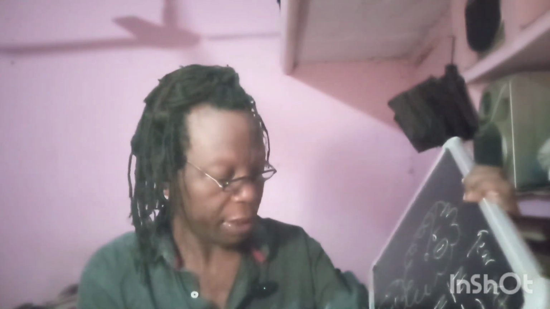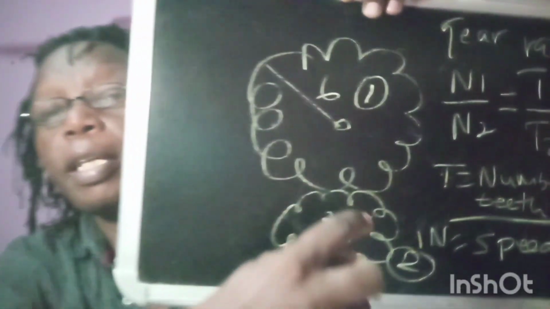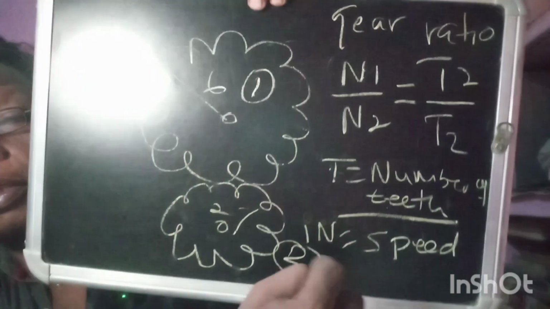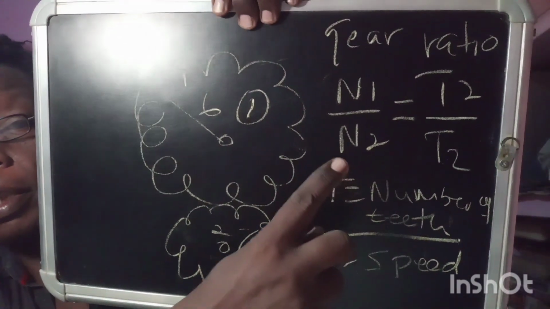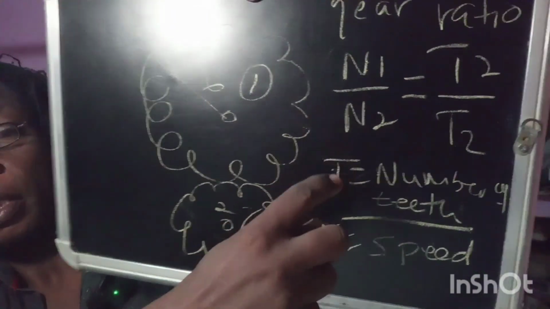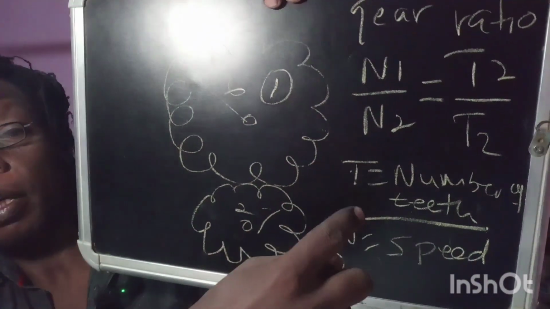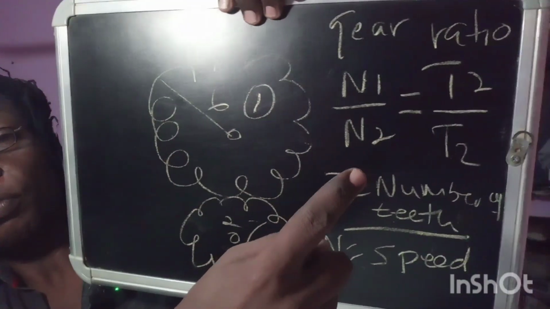N stands for speed, and T stands for number of teeth. This is how you find the gear ratio: N1 over N2 is equal to T2 over T1.